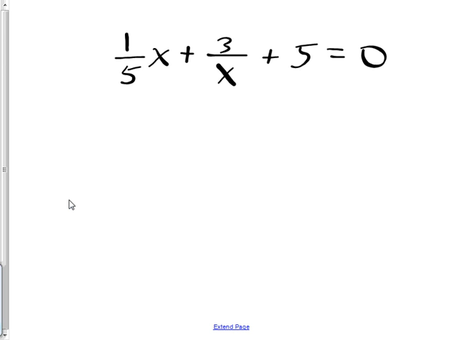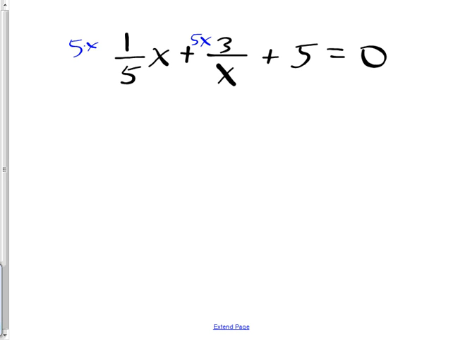So, how did you start? Did you multiply by 5? Because that would have been kind of okay, but not great. You multiply by 5x, we're going to clear that denominator. Because if I had just multiplied by 5, I'd have fixed that one. If I had just multiplied by x, I'd have fixed that one.